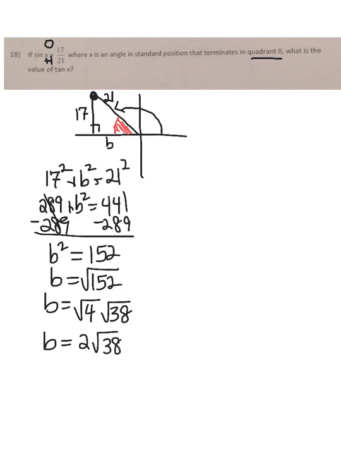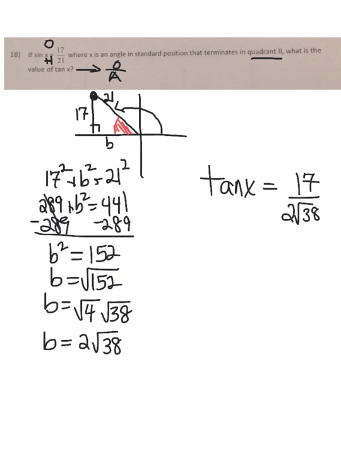Okay, so they want you to determine the tangent of x. So tan of x, I know, is equal to, just going to write it right here, the opposite over the adjacent. So I'm going to go back to that triangle. Here's my reference angle. Opposite is 17. The adjacent is b, and we know that that's 2 radical 38. So my opposite is 17, and my adjacent is 2 radical 38.